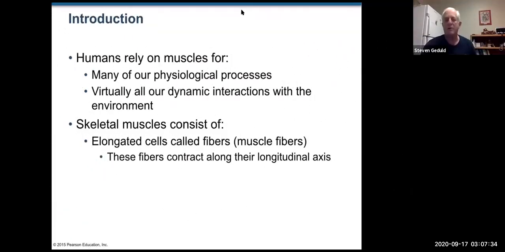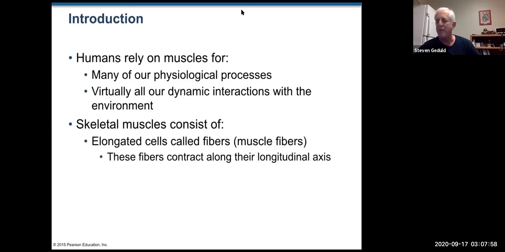Physiological processes altered by muscles. Virtually all of our dynamic interactions with our environment depend on our ability to move, depend on our muscles. Remember, there were 3 types of muscles we talked about: skeletal muscles, cardiac muscles, and smooth muscles. We showed you a histological slide. You should identify each one of those from the histological slide.